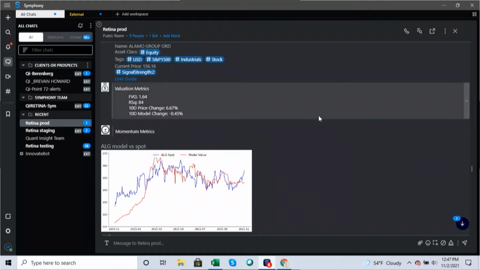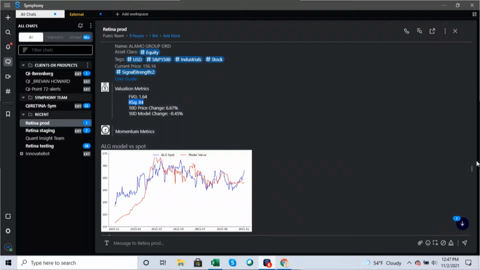In this case, Alamo is trading at a 1.64 standard deviation premium to its fair value on our model, using a model with a model confidence of 84%. What that means is that anything over 65% model confidence means that macro is doing a really good job of pushing or moving the stock around. So we have a high confidence in this model value.